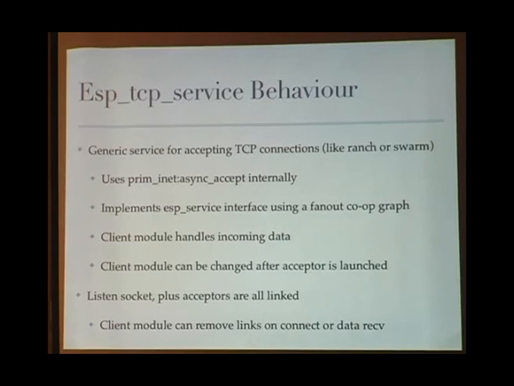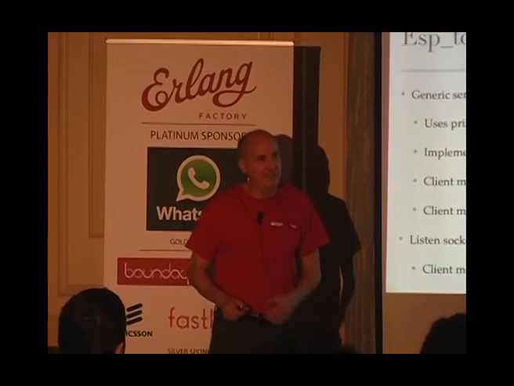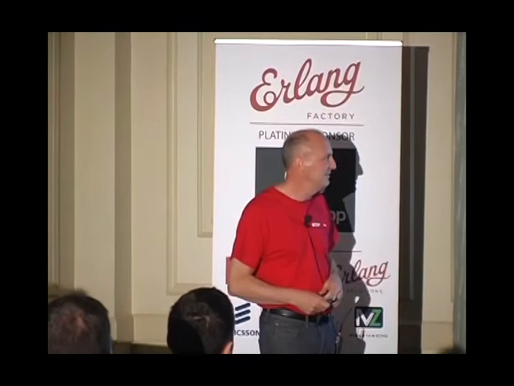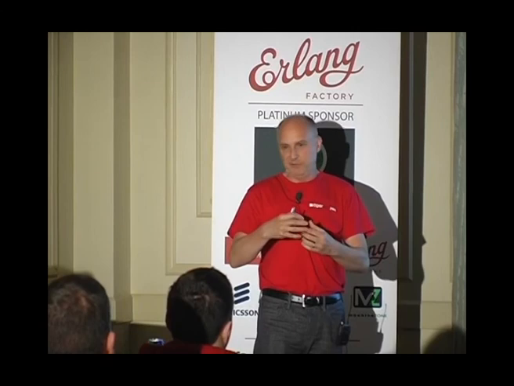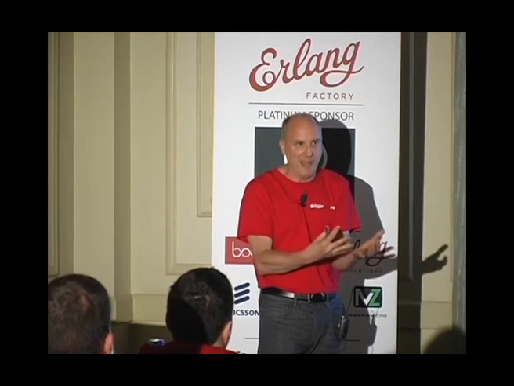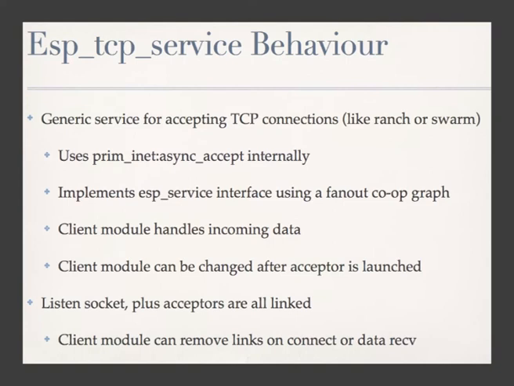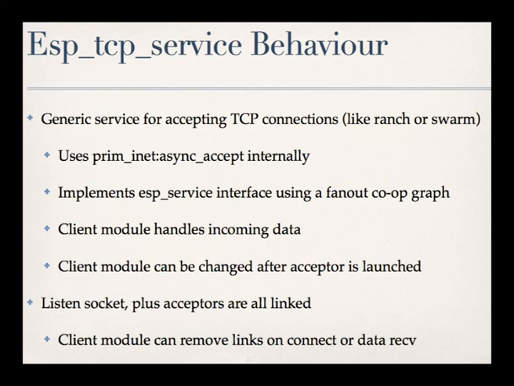So a TCP service, I'm using the async accept, kind of the standard undocumented prim_inet approach that everybody uses. And Ranch and Swarm are two examples of projects that do a similar thing. It's a fan-out graph. There's the listen socket, so you do a listen, and then you create 100 acceptors. I just spawn a process for every acceptor. But I create a graph ahead of time that's a fan-out with however many acceptors you want, and then populate it with co-op processes. And then you just write the function code that handles the accept and does the client module calls. So all the other management and administration stuff is all there. You just have to supply the functions that go inside the graph nodes.